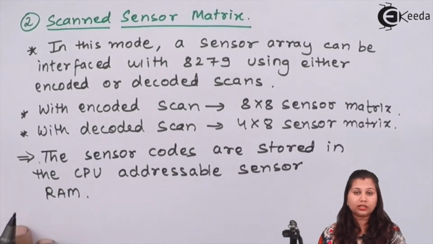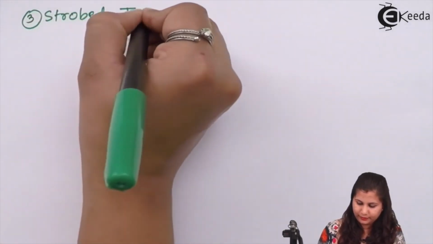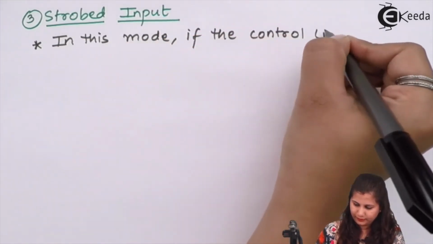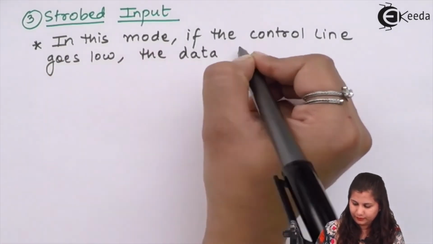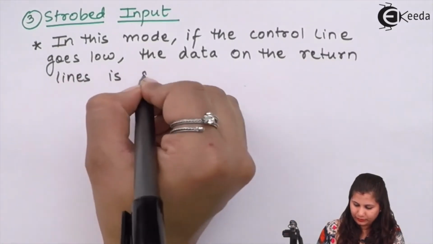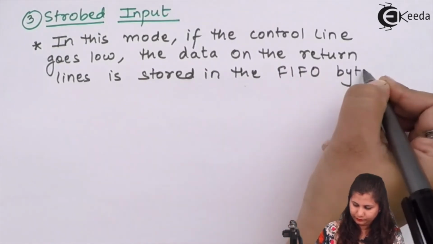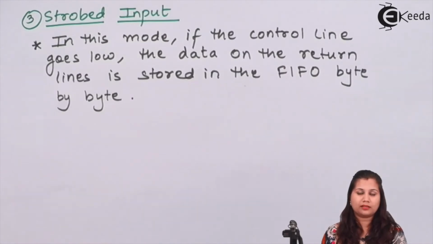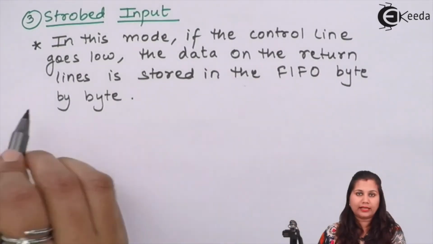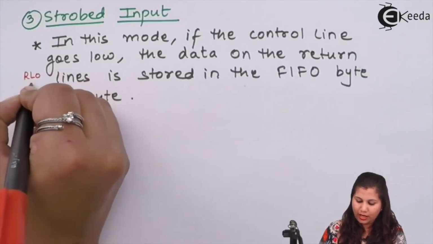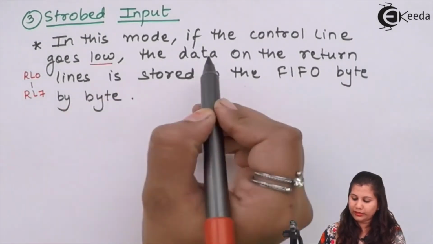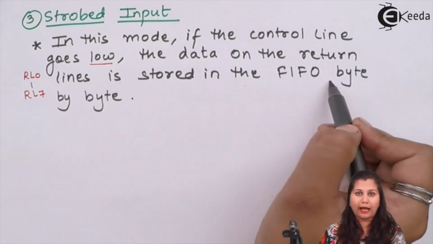Now the third type of input mode is the strobed input. In this strobed mode, if the control line goes low, that means its value is 0, then the data on the return lines, we have the 8 return lines RL0 to RL7, which are connected with the RAM. So whenever the control line goes low, the data which is available on the return lines will be stored in the FIFO RAM byte by byte.